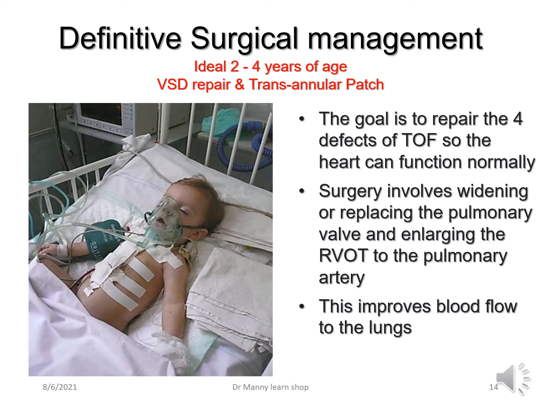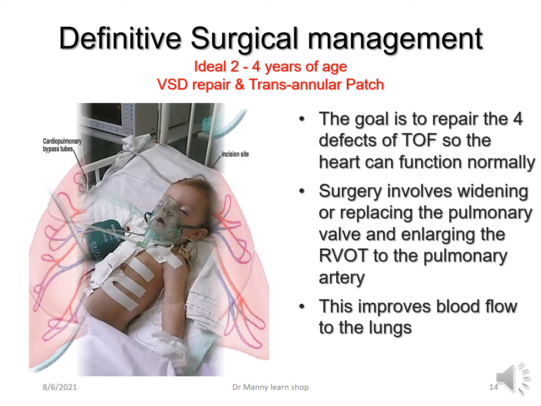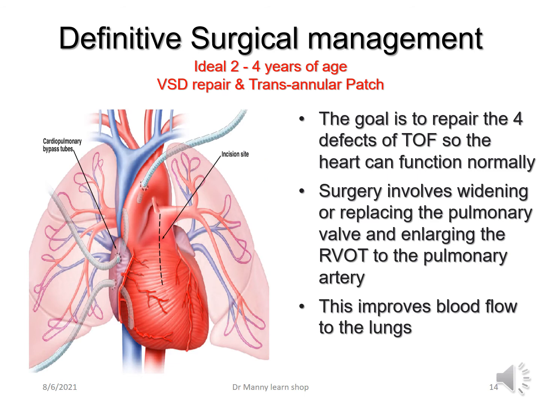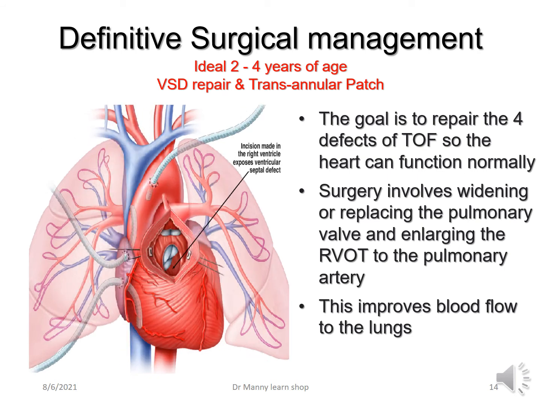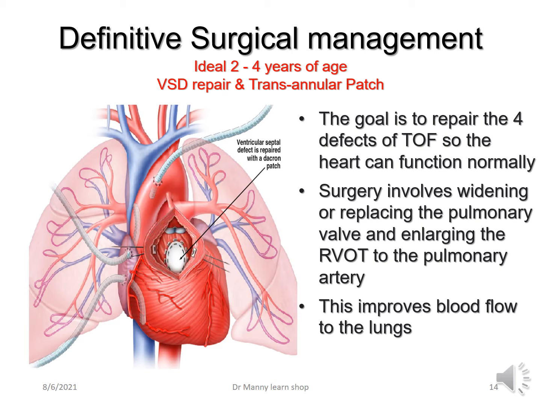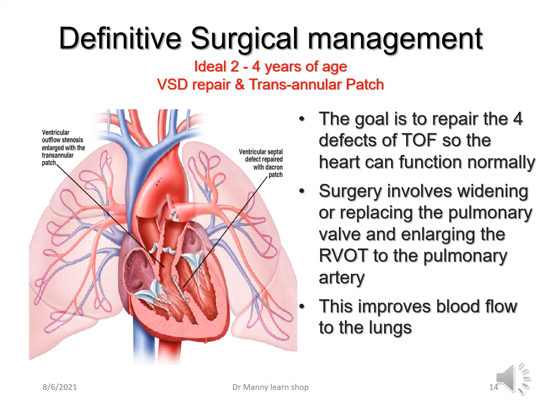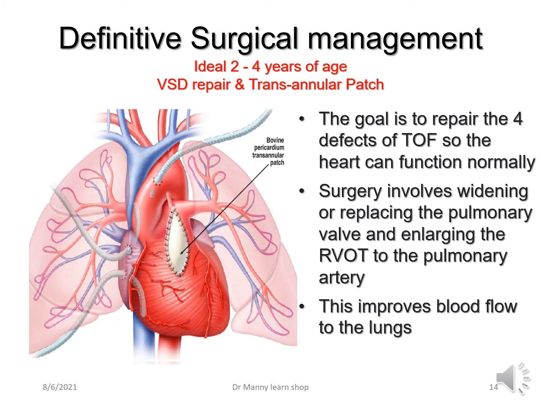And it typically involves a ventricular septal defect repair and the use of a transannular patch. Now the goal is to repair the 4 defects of Tetralogy of Fallot so the heart can function normally, and surgery involves widening or replacing the pulmonary valve and enlarging the right ventricular outflow tract to the pulmonary artery. This is the pulmonary artery and the pulmonary valve, and this is to improve blood flow to the lungs. Complex surgery, but very, very effective. Finishing with a transannular pericardial patch or some artificial material, maybe Gore-Tex.